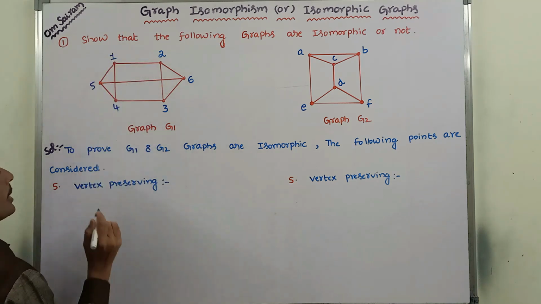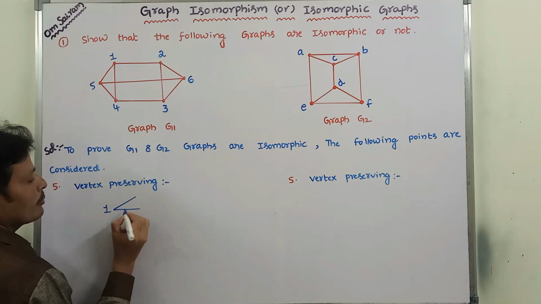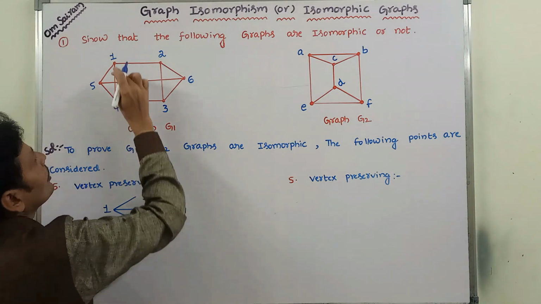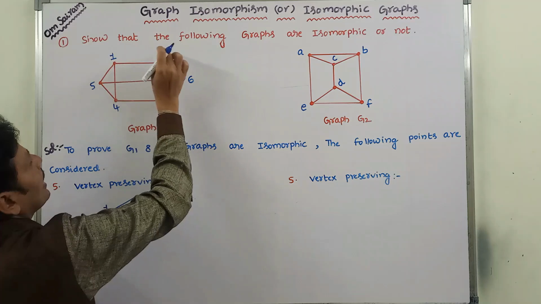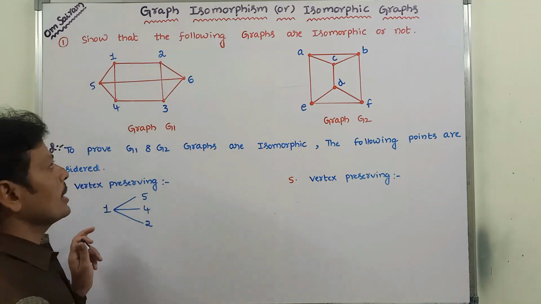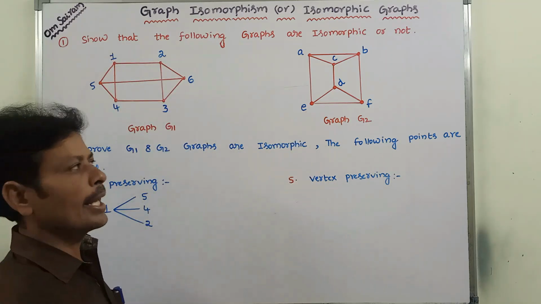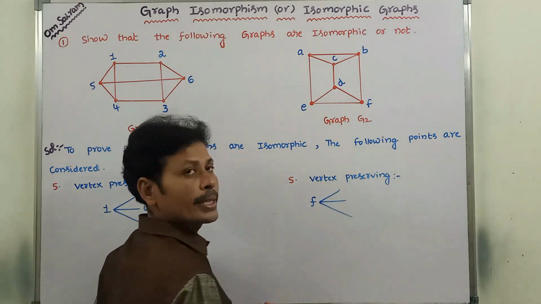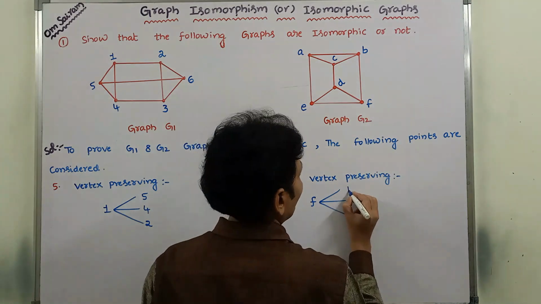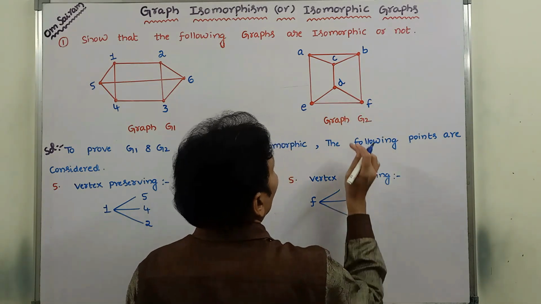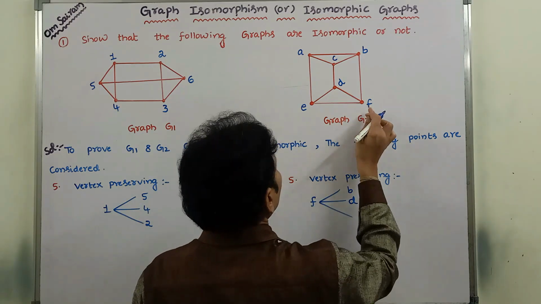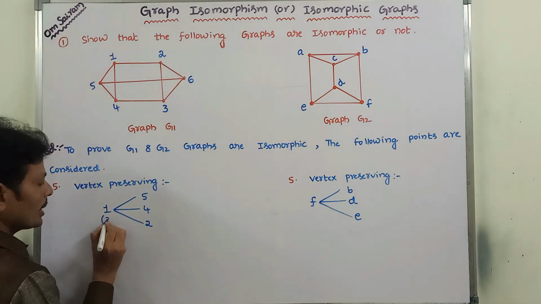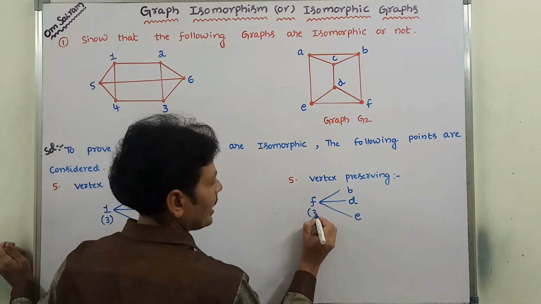First, I am taking vertex 1. What are the adjacent vertices for vertex 1? One adjacent is 5, one adjacent is 4, one adjacent is 2. Okay. Next, the corresponding vertex I am taking as F. What are the adjacent vertices for vertex F? First one is B, second one is D, and third one is E.